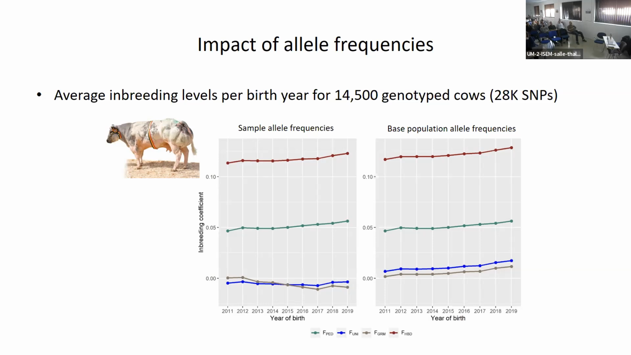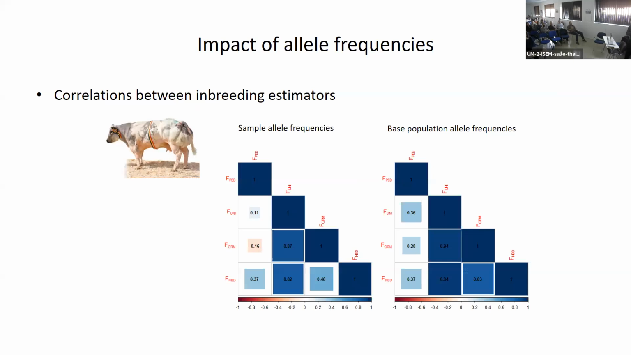So when we use base population allele frequencies, we have the same trend with everyone, but we see that these 2 methods will give you different results if you don't use the right allele frequencies. And so here are correlations when you use the population allele frequencies or the base population allele frequencies. There are many studies comparing all the inbreeding coefficients using sample allele frequencies, and the conclusions are that some are really not well correlated with the pedigree, and not highly correlated with each other. But when you use the base population allele frequencies, the correlations get much darker and much higher.